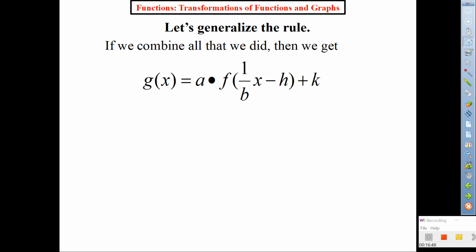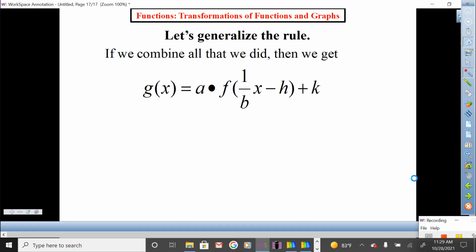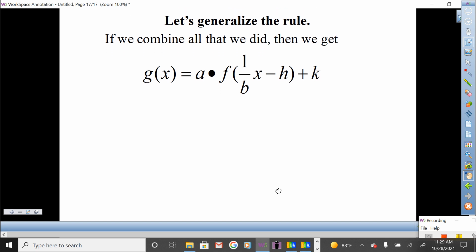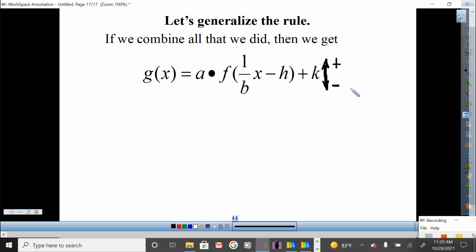All right, so let's see. Where's k going to move? Up and down. So if we're going up, we substitute a positive value. If we're going down, we substitute a negative value. That is correct. H. Left and right. So if we want to go right, we substitute a positive value. If we want to go left, we substitute a negative value. That is correct. Okay.